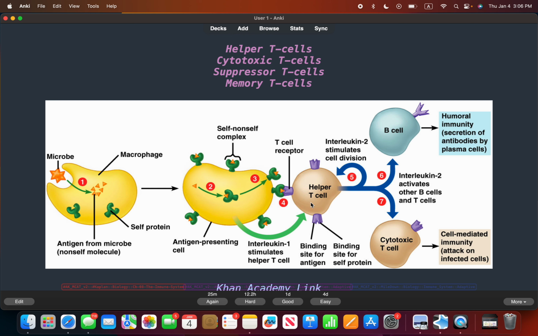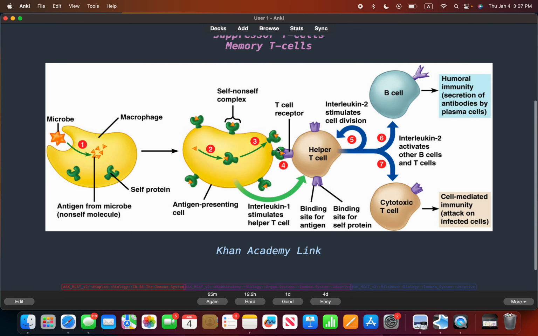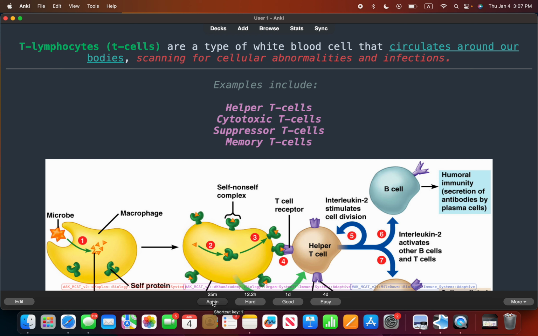Now, before the helper T cell being on its own, it has a receptor that attaches to the antigen presenting cell that was once a macrophage, and the T cell receptor attaches to the self-non-self complex, which is where exactly the helper T cell is able to differentiate into cytotoxic T cell and B cell, because it has already interacted with the antigen. And this is very interesting, to say the least.